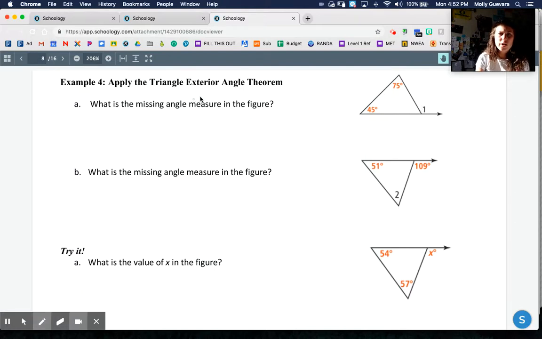Well, the triangle exterior angle theorem says that if I add my 2 remote angles together, I get the exterior angle. Okay, so all this means then is 45 plus 75 equals the measure of angle 1. My 2 remote interior angles added together equals my exterior angle. So the measure of angle 1 is equal to 45 plus 75, which is 120 degrees. And that's it.